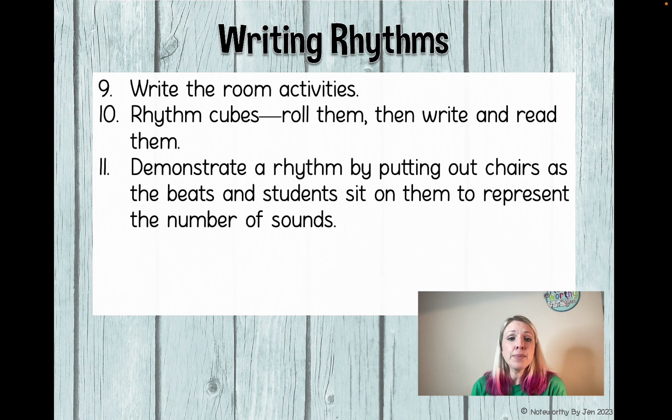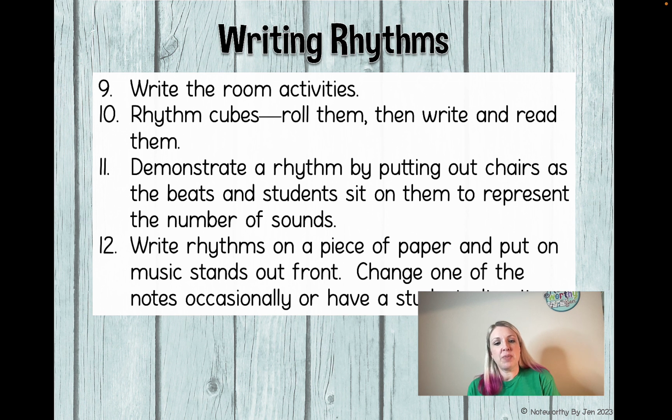Demonstrate a rhythm by putting out chairs as the beats and have students represent the sounds. So if you have 4 chairs out, we were doing a 4-beat measure. If one person was sitting in a chair, that would be a ta. If no one was sitting there, that would be a rest. If you had 2 kids sitting on a chair, that would be TT. For ticka ticka, I have 2 kids sit on the chair and 2 kids stand behind. That would be ticka ticka, because you really don't want kids having to sit on top of each other. That's a little uncomfortable and crazy. If someone was a whole note, they would lay across all 4 chairs, and that can be kind of fun too.